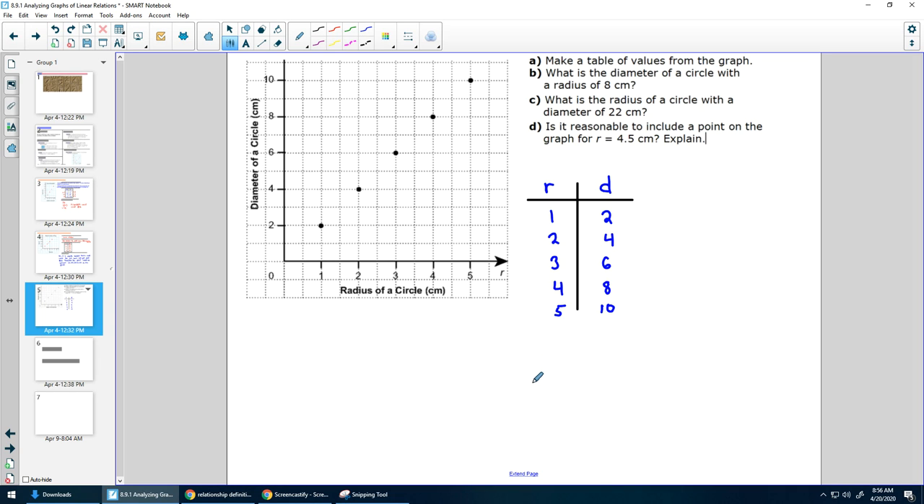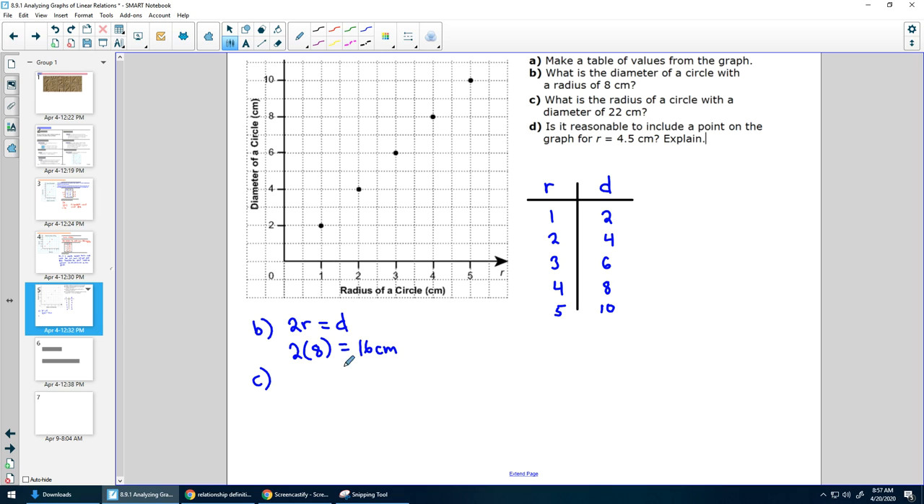So if we have a radius, 2r is equal to our diameter. So then we can show our substitution. 2 times our radius of 8, which is what we are looking for, is going to equal 16 centimeters.